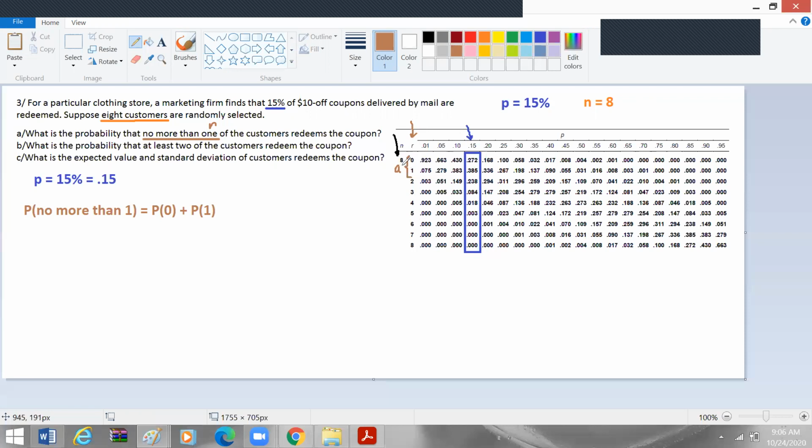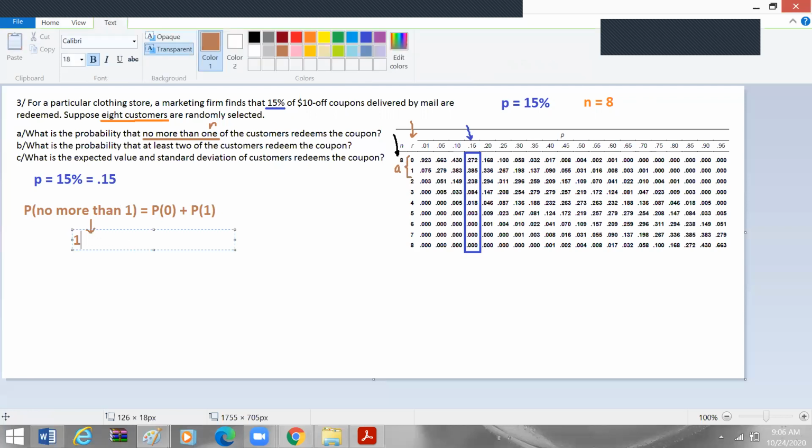So it should be less than or equal to N. If I select 8 people, you can't have 9 people get a coupon. That makes no sense. But it can be that none of them have a coupon, and maybe one person has a coupon. So this is what we have for no more than one. In this scenario, no more than one would be 1 or less, 1 or fewer.